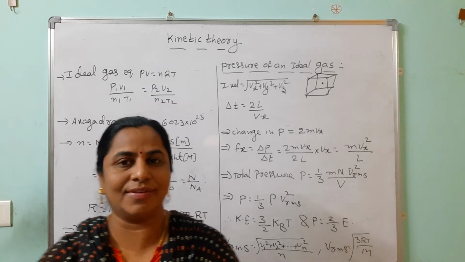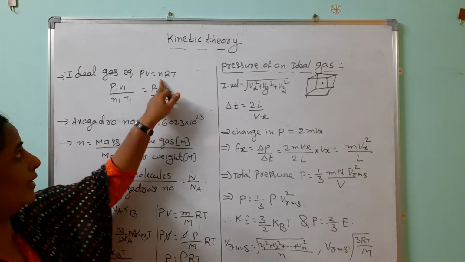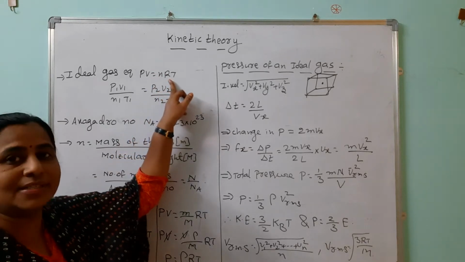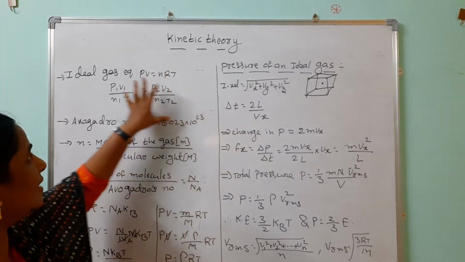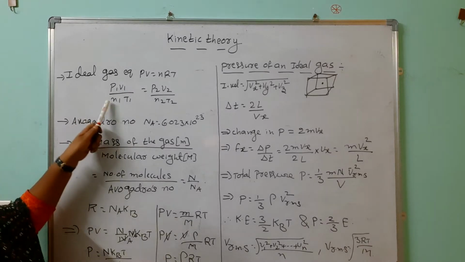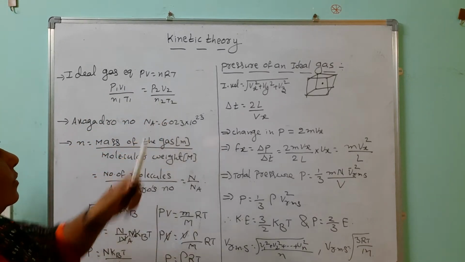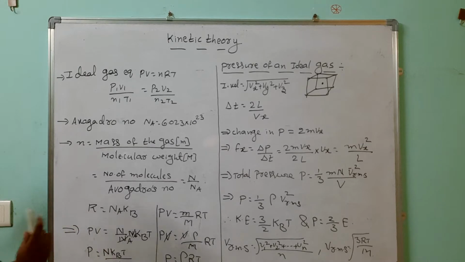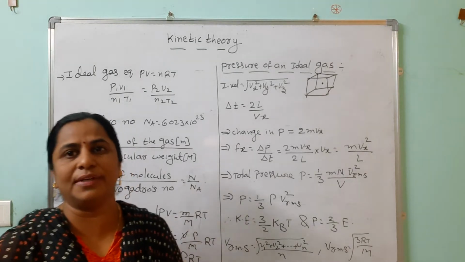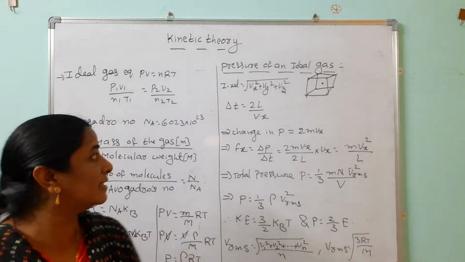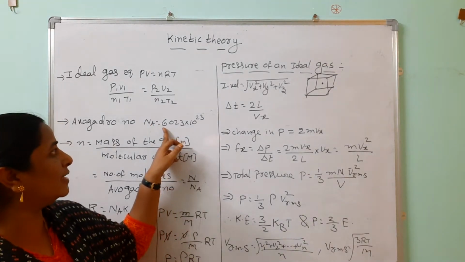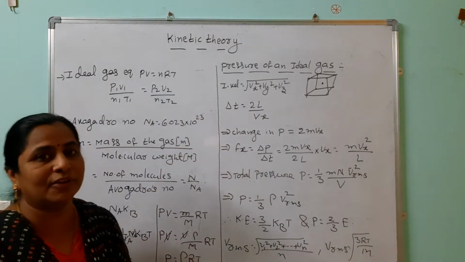What is the ideal gas equation? PV equals nRT. P is the pressure, V is the volume, n is the number of moles, R is the universal gas constant, and T is the absolute temperature. When we are comparing two gases, we should write P1 V1 by n1 T1 equals P2 V2 by n2 T2. Then from Avogadro's number, the number of molecules occupying 22.4 liters. You remember this value, it plays an important role here. That value is 6.023 into 10 to the power of 23.